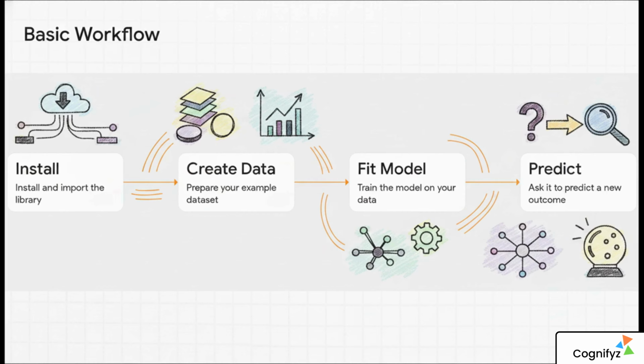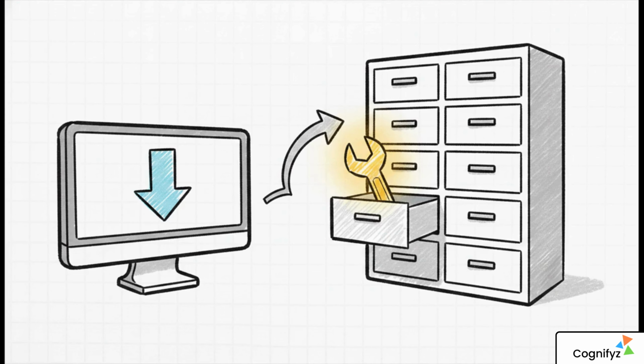Let's walk through it. Step 1, opening the toolbox. In your terminal, you install the package by typing pip install scikit-learn, but check out the second line. Inside your actual Python script, you don't type scikit-learn, you just import from sklearn. So here, we're pulling out the LinearRegression tool from the linear_model drawer.